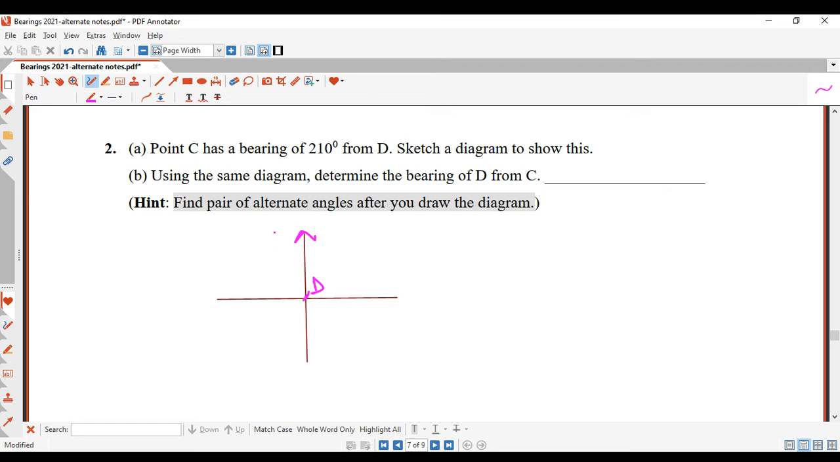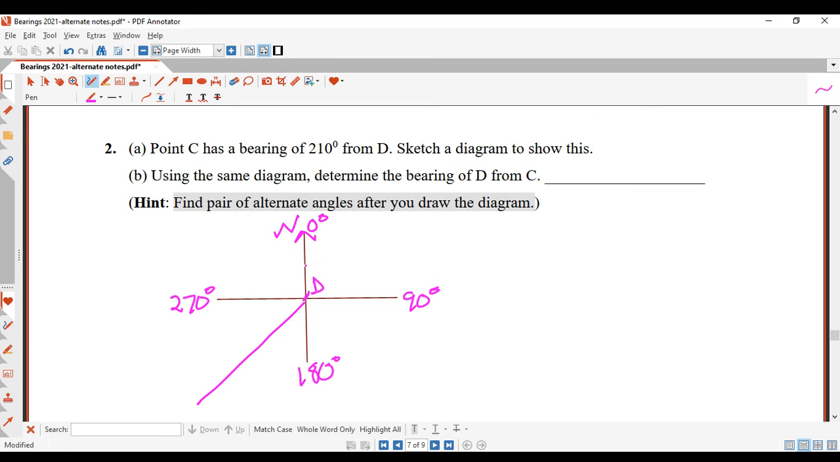Now, this is your north line. Now it says the bearing of C from D is 210. Now, I know up to here is 90. I'm doing clockwise. This is obviously 0. This is 180. And this is 270. So 210 will be out here somewhere.